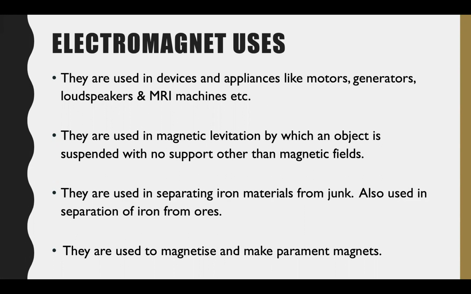They are used in devices and appliances like motors, generators, loudspeakers and MRI machines. We can see the electromagnet in some of the toys also, and doctors also use small electromagnets to remove magnetic material which has accidentally fallen in your eyes. Understood?